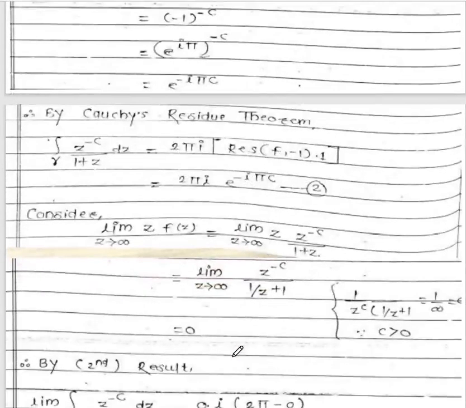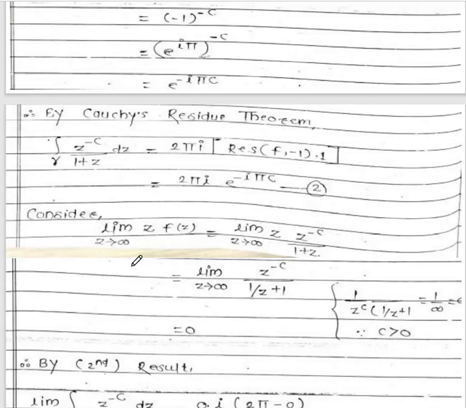By Cauchy's residue theorem, the integral over curve gamma of z to the power minus c upon 1 plus z dz equals 2 pi i into the residue of f at the point minus 1, into the index, which is 1. So this equals 2 pi i times e raised to power minus i pi c. The index of the closed curve at the point is 1, because the point lies inside the circle.